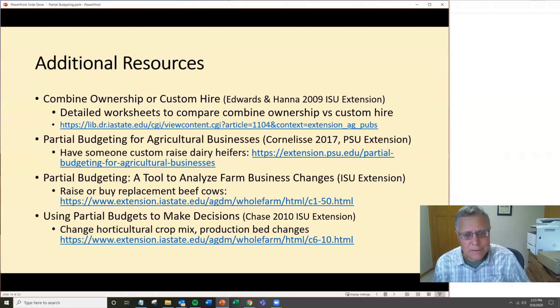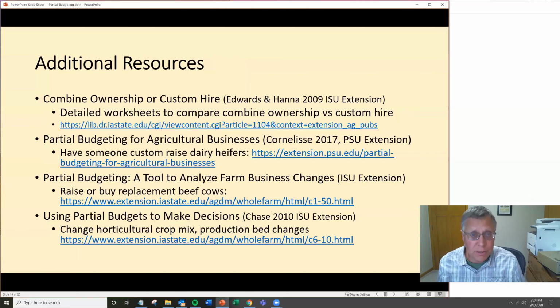Another example is Iowa State University and University of Nebraska Extension. They have an example here. Do I raise my own replacement heifers to become my beef cows in my cow-calf operation, or do I buy them? Example laid out here is a partial budget, as well as a general description on how to do a partial budget. And the last one is Craig Chase at Iowa State University, who also has some good examples of partial budget analysis and some changes in horticultural examples for smaller gardening operations, to change the crop mix between snow peas and greens, or changing your carrot production practices, the bed arrangements, and the number of rows per bed. They just give you examples of different kinds of farms and how widespread and useful this tool really is.